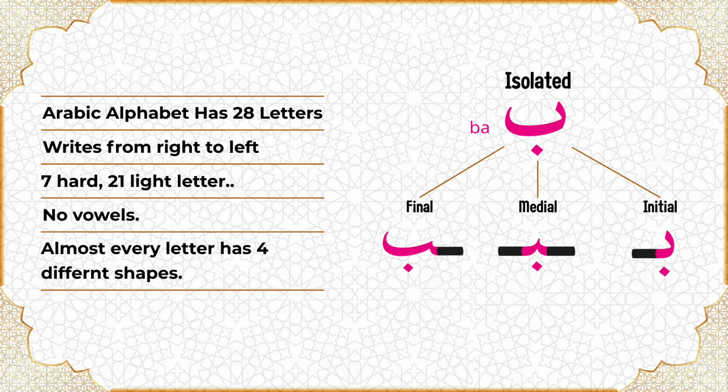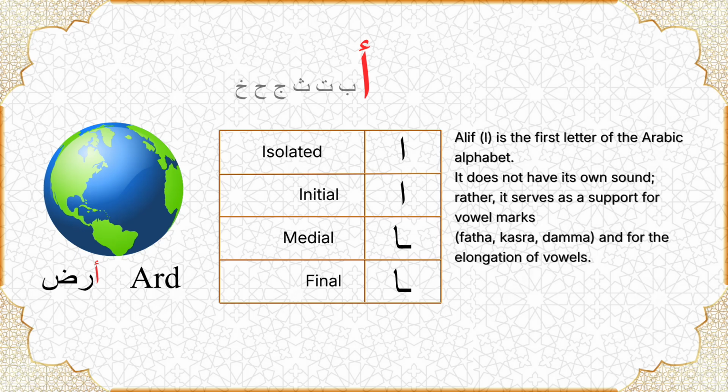Now let's learn our first set of letters. The first letter is Alif. It looks like a simple vertical line. Alif is the first letter of the Arabic alphabet, but it does not have its own sound. Instead, it serves as a support for vowel marks or to elongate a vowel sound. Our example word here is ard, which means earth. You can see the Alif standing straight at the beginning of the word.